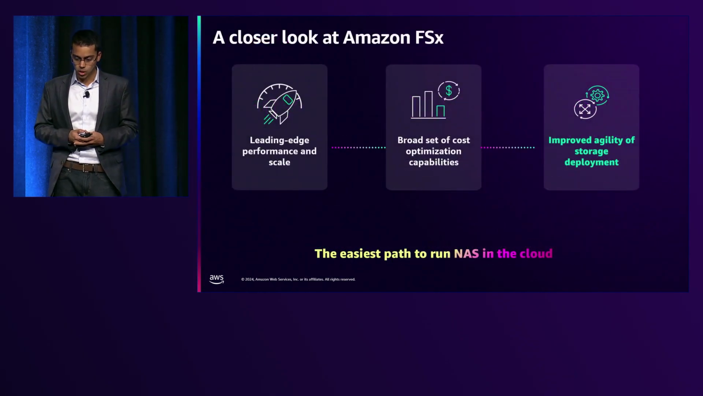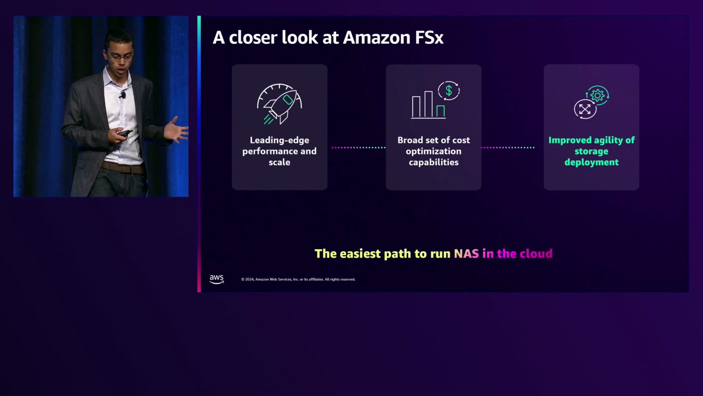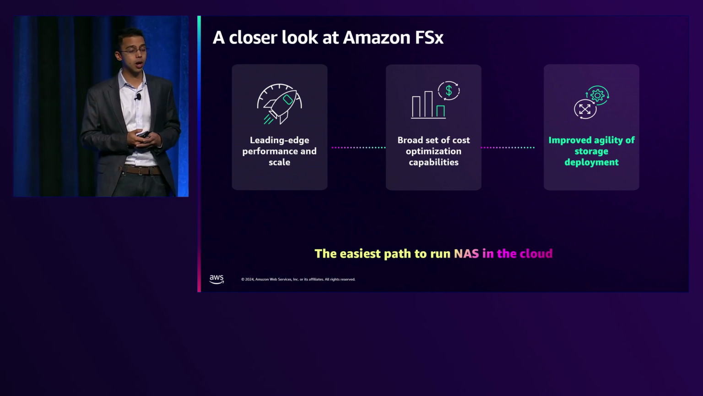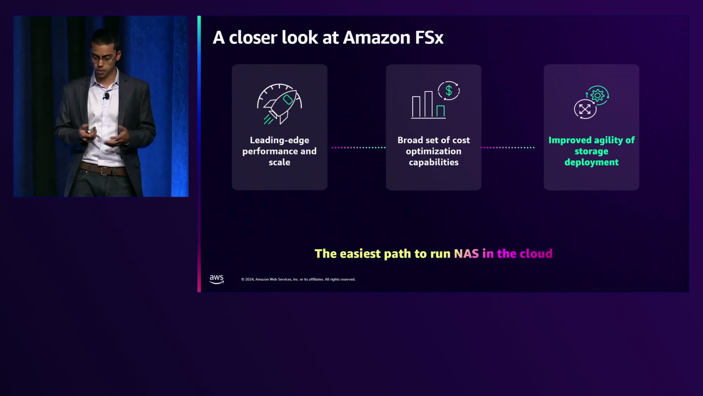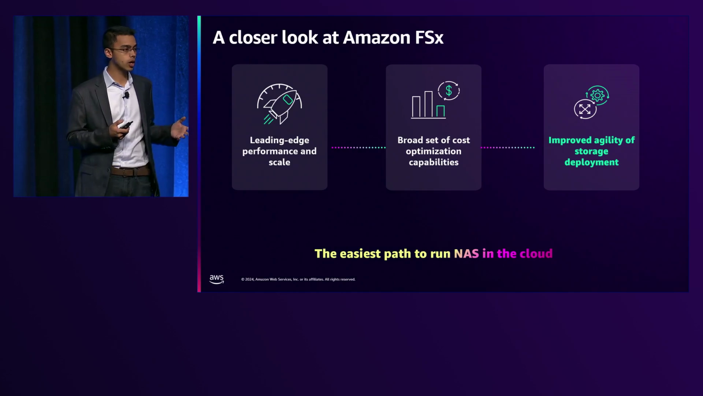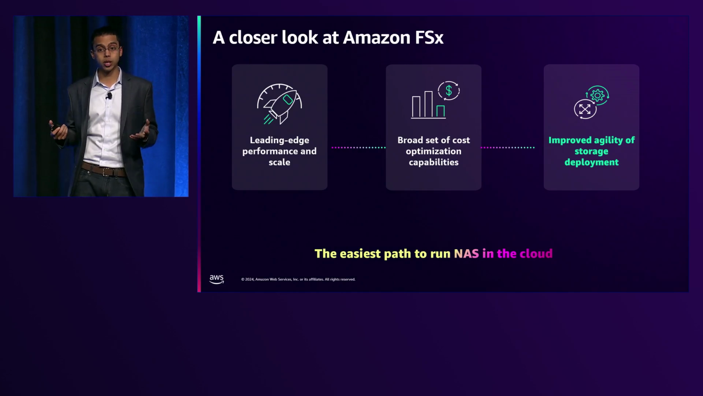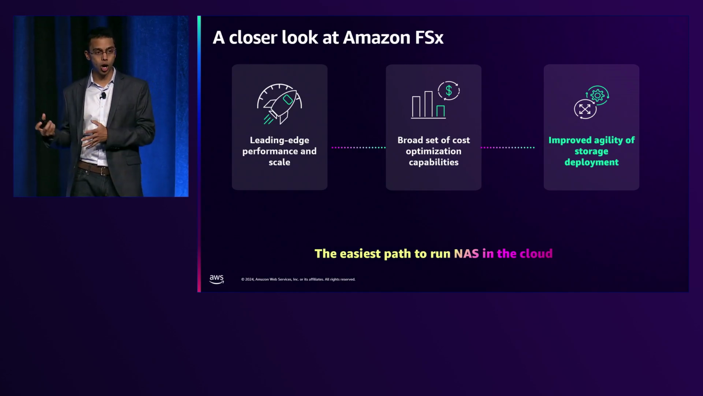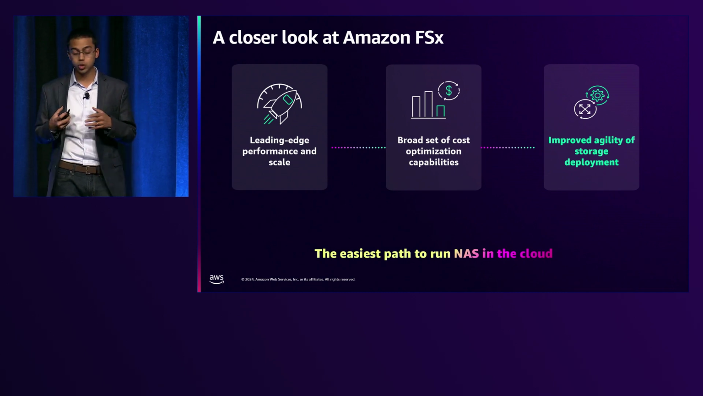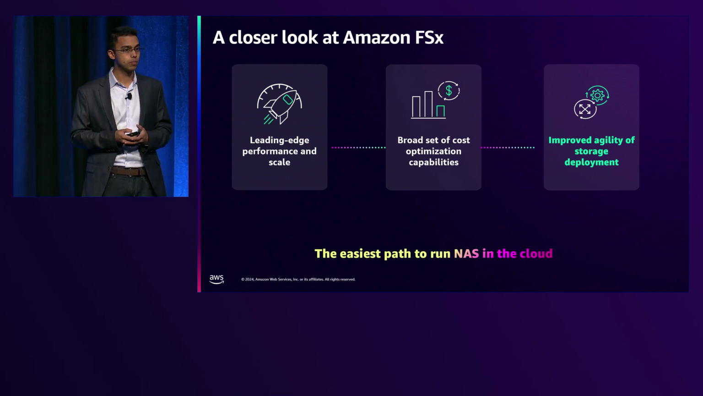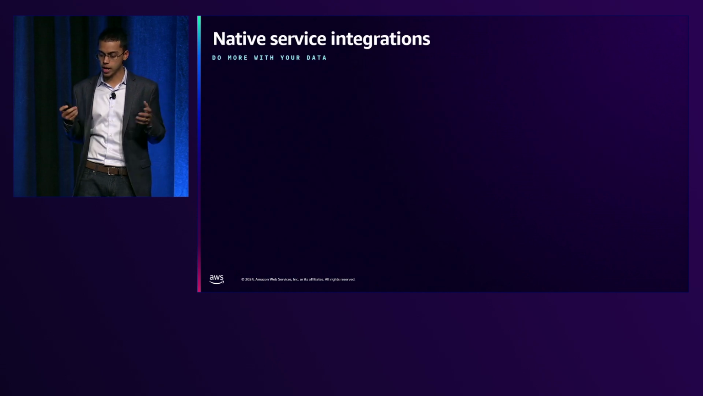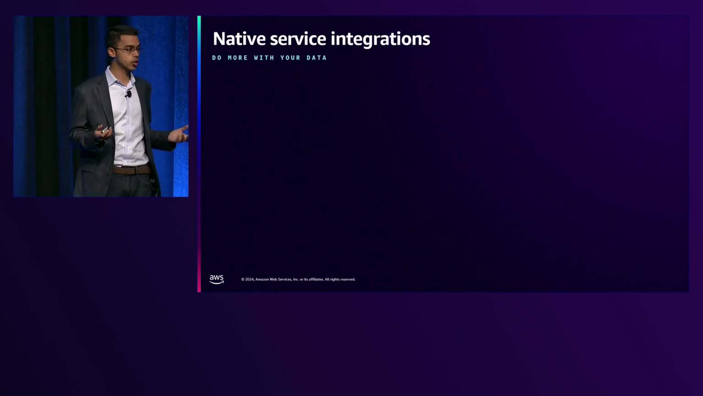So we talked a little bit about cost optimization. Finally, let's talk about agility. So agility is all about giving customers more flexibility to simplify and automate their storage deployments, but also the ability to do more with their data. And this comes in a few different flavors. One of them is service integrations.